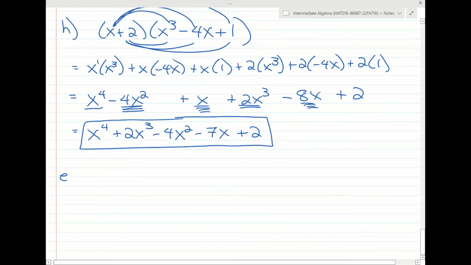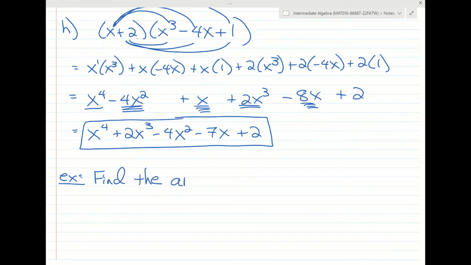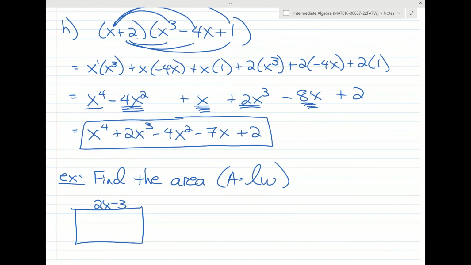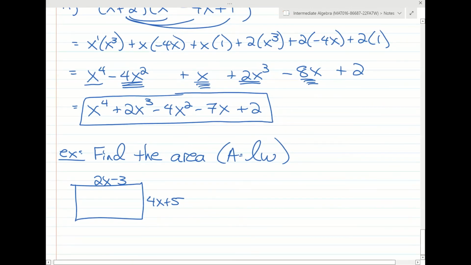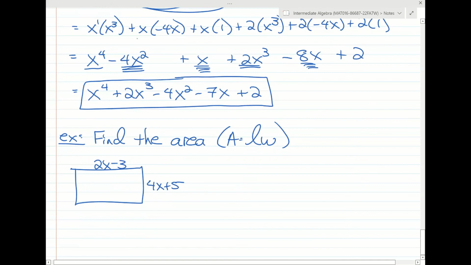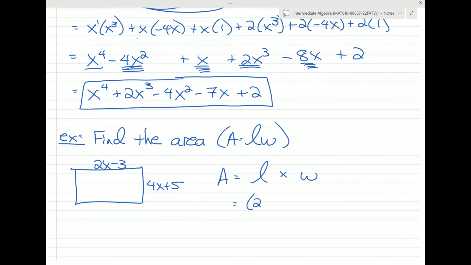Last problem for this section just says to find the area. Remember, area is equal to just length times width of a rectangle. So we have a rectangle here. The width is 2x minus 3 and the height is 4x plus 5. So it's kind of the same thing we've been doing, but technically it's like an application. So the area is equal to the length times width, so 2x minus 3 times 4x plus 5. Doesn't really matter what you label the length or which one's the width.